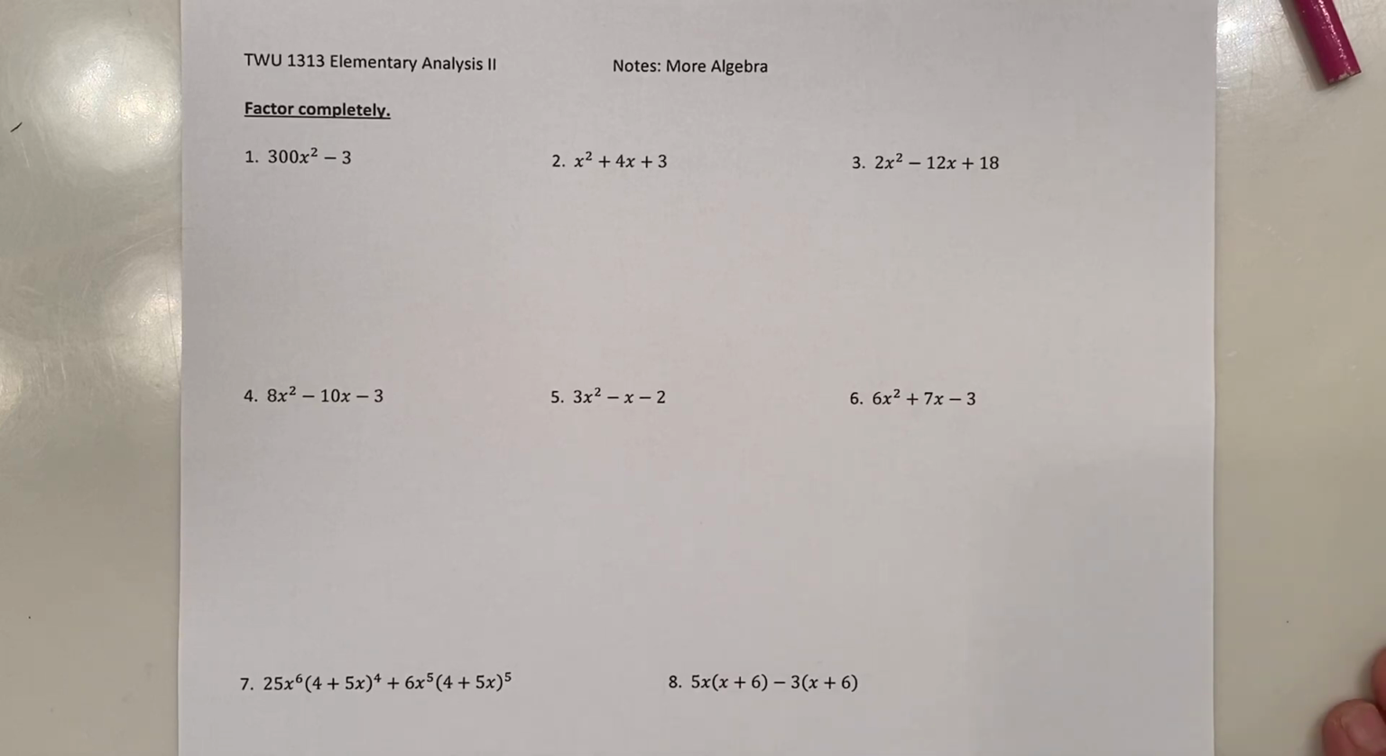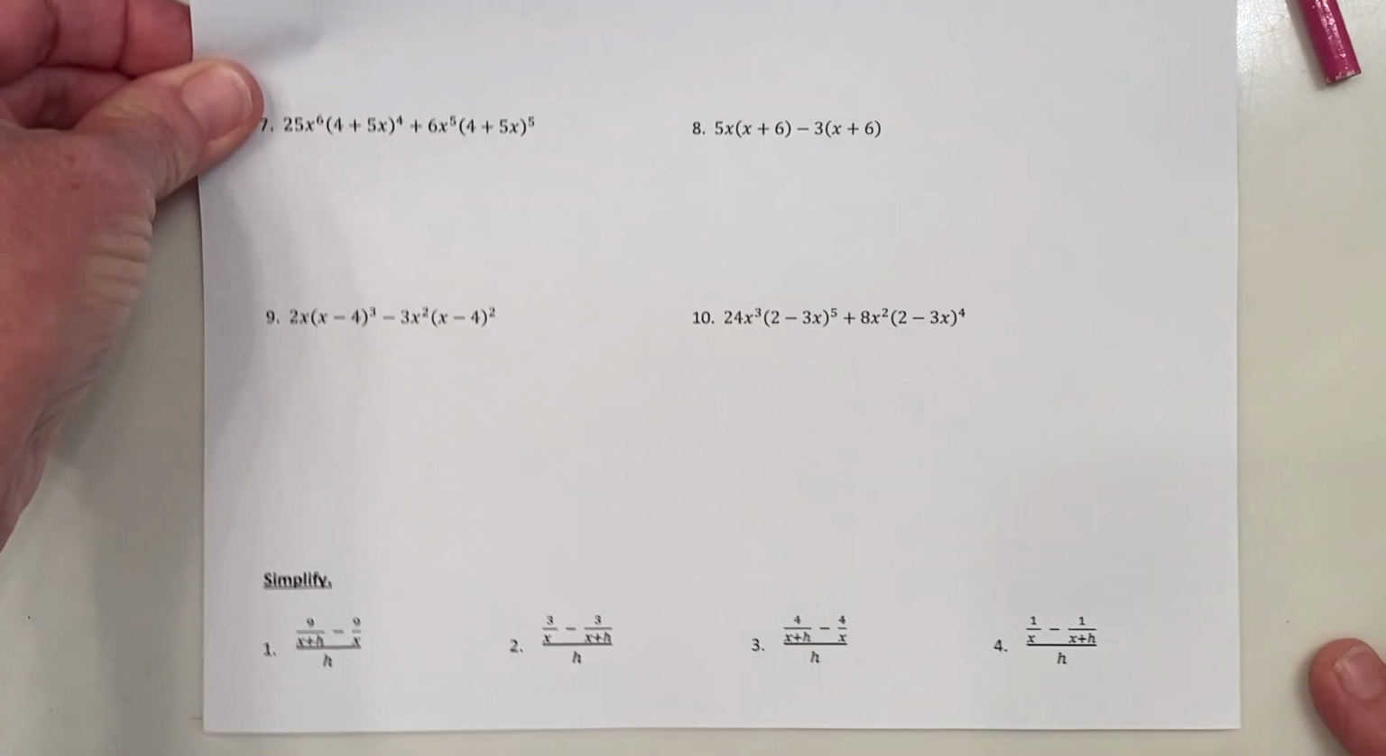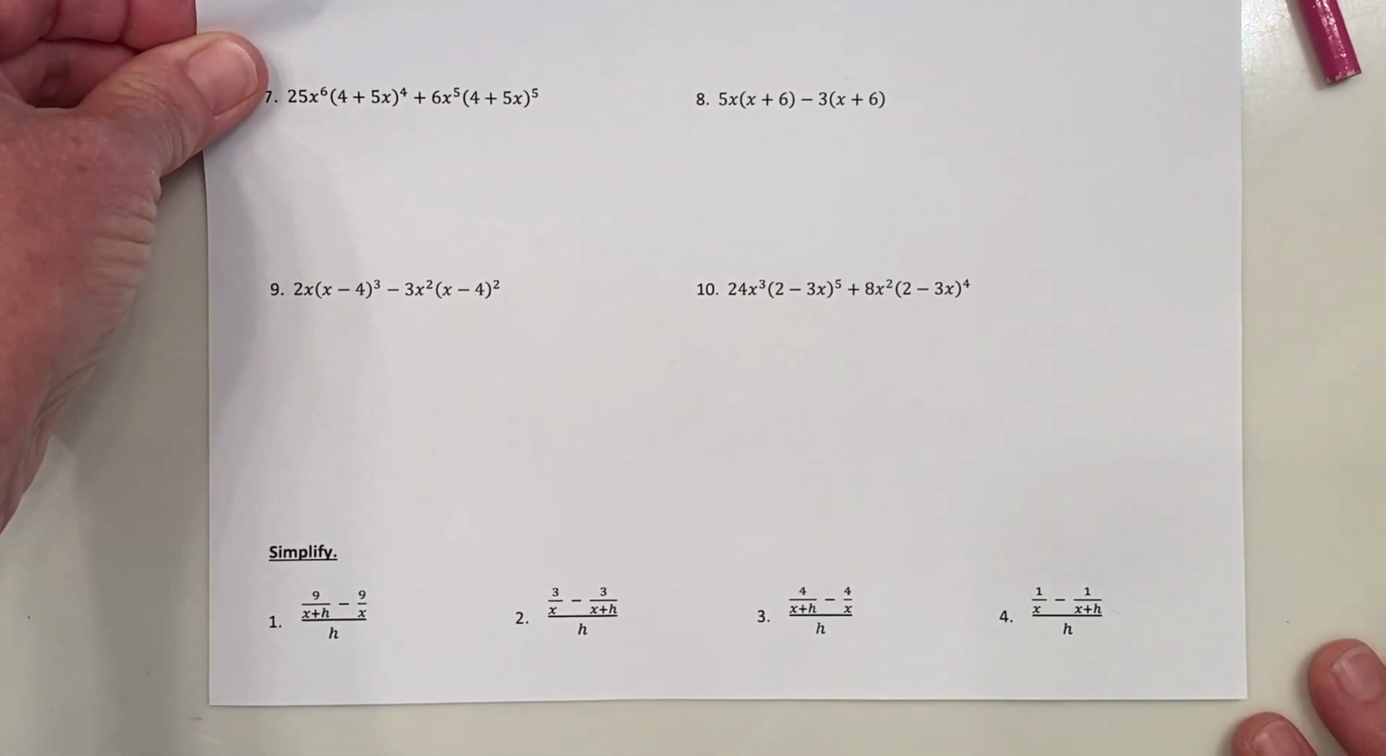In this lesson, we're going to be doing more algebra. We have two objectives. The first 10 problems we're given expressions and we're asked to factor completely. The bottom 4 problems we're given complex fractions and we're asked to simplify.